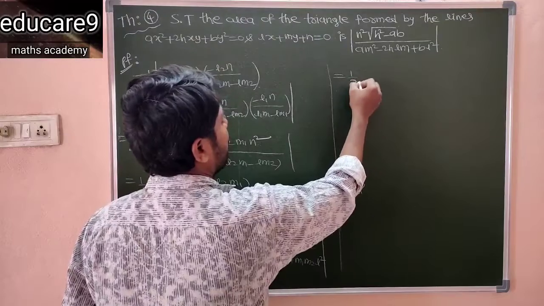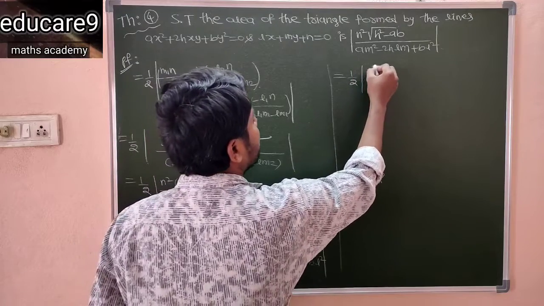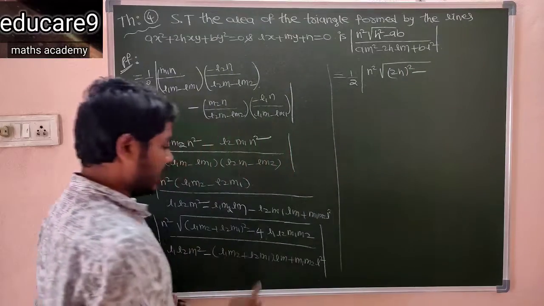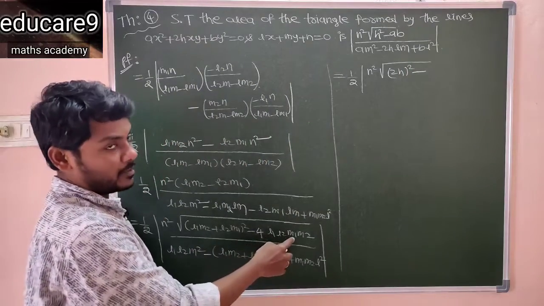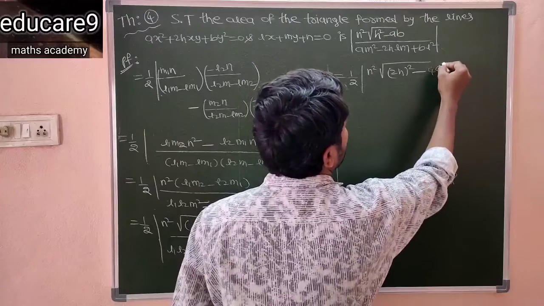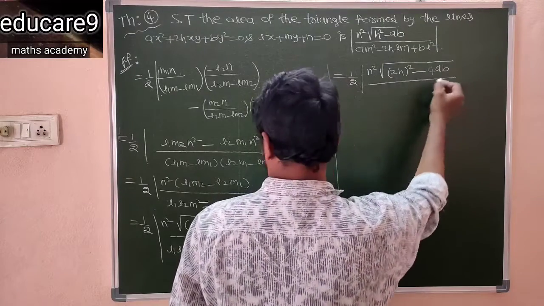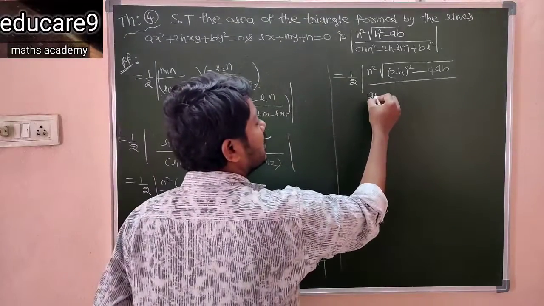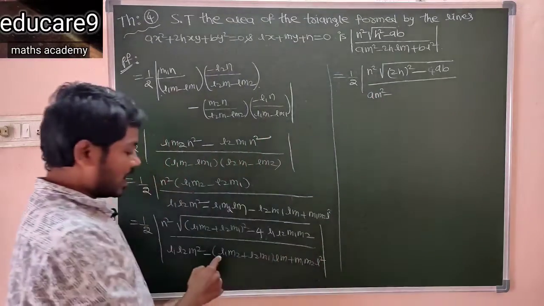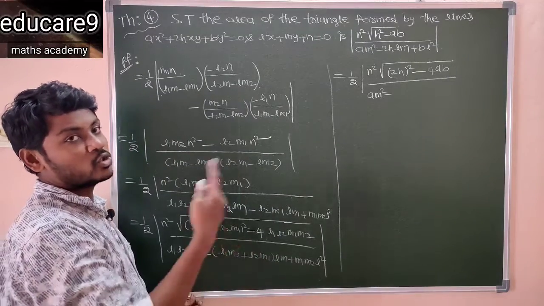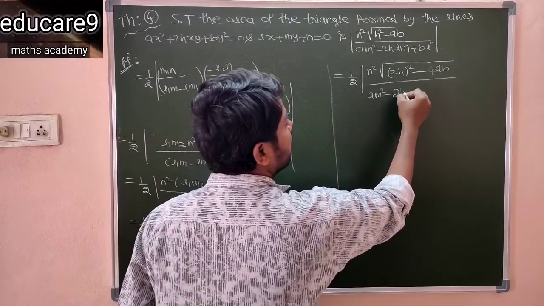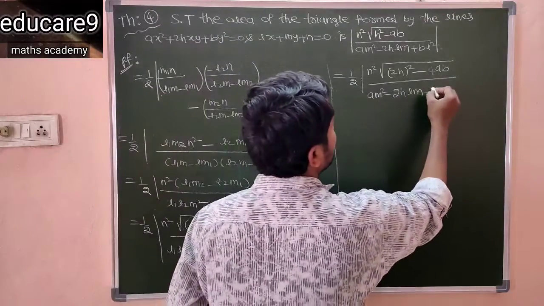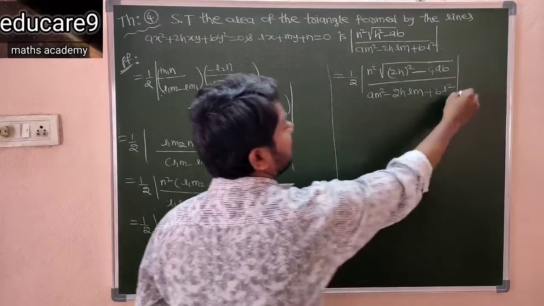1 by 2 into M square into square root of (2H) whole square minus 4 into L1 L2, which is A, and M1 M2, which is B. It is minus 4AB. So divide by again L1 L2, A only, A M square, minus (L1 M2 plus L2 M1) value, that is 2H. So 2H LM. Next, M1 M2 value B, that is plus B L square.